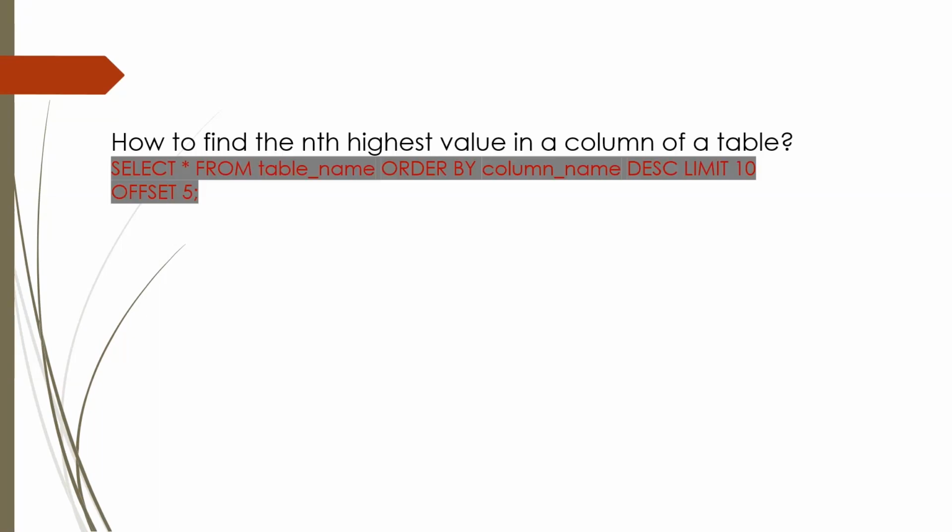How to find the nth highest value in a column of a table using the OFFSET clause. For example, to find the sixth highest value from a column, we would use the following syntax: SELECT * FROM table name ORDER BY column name DESC LIMIT. Here it should be 1 instead of 10, and then OFFSET 5.